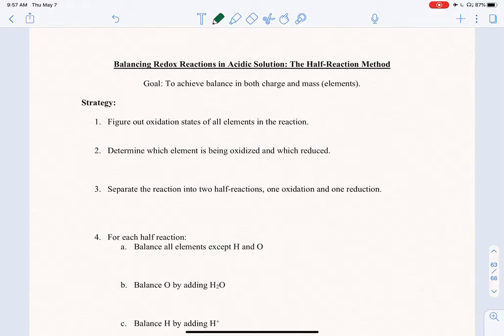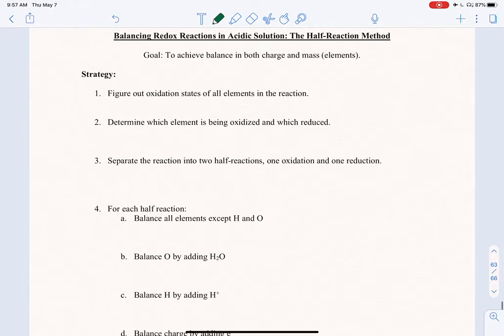So here in this handout, I've outlined a strategy to figure out how to balance any redox reaction in acidic solution. You should use this half reaction method to balance any redox reaction, no matter how simple, because it is a foolproof method. You want to practice using this method on many, many different practice problems until you don't even need the sheet anymore. You can just do it automatically. It's important to follow these steps in order to get a perfect result.